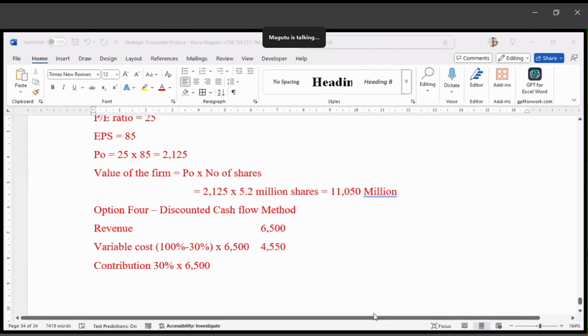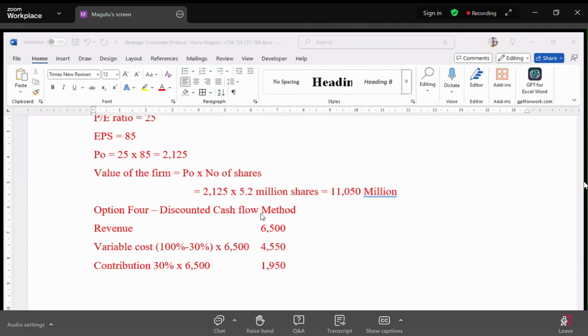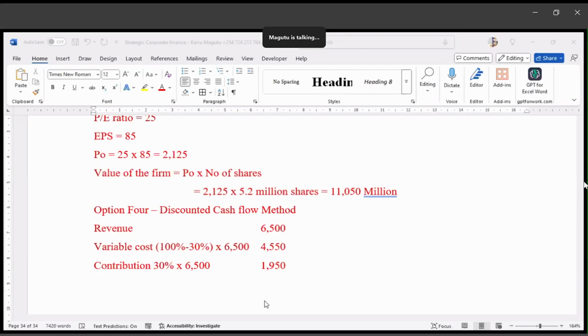45.50. Contribution, someone says that contribution is 1950. Can we confirm? Contribution is 1950. Please confirm. Is it okay?